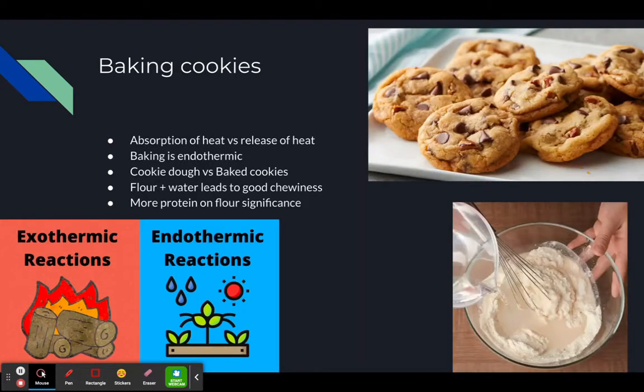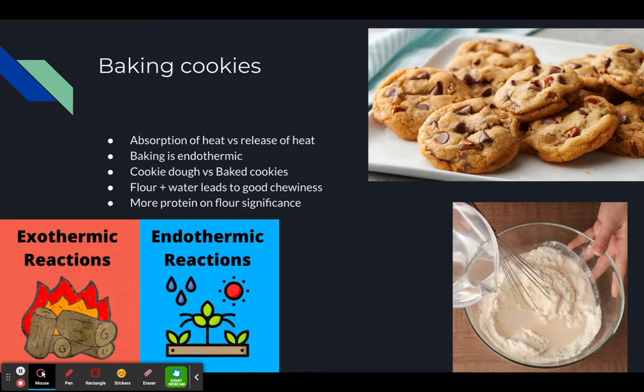When baking cookies, since we are putting cookies in the oven, we need heat to proceed through the reactions to bake and make cookies. Endothermic reactions are when a reaction requires absorption of heat to proceed, whereas exothermic reactions generate heat as a product and are released.